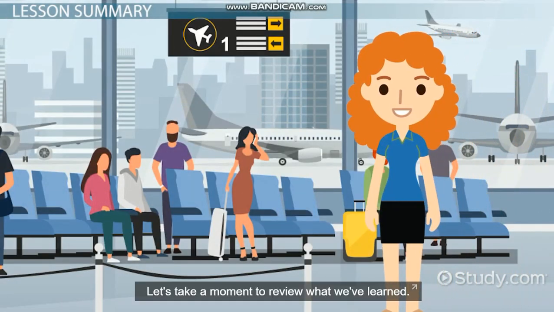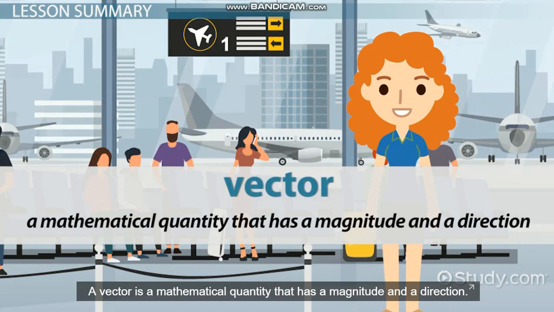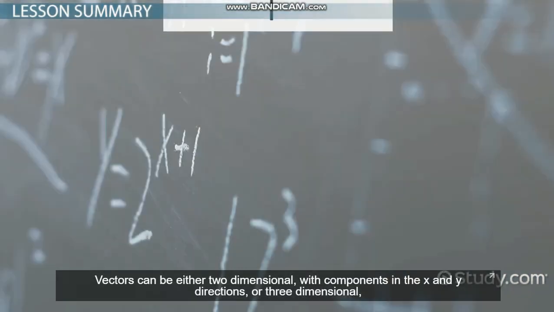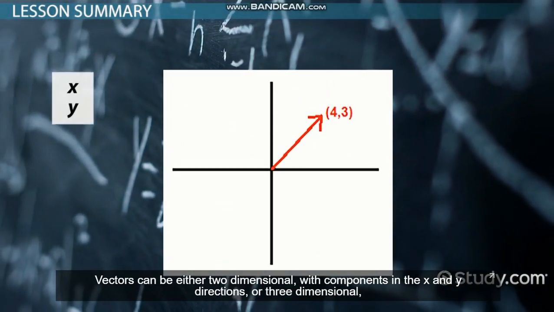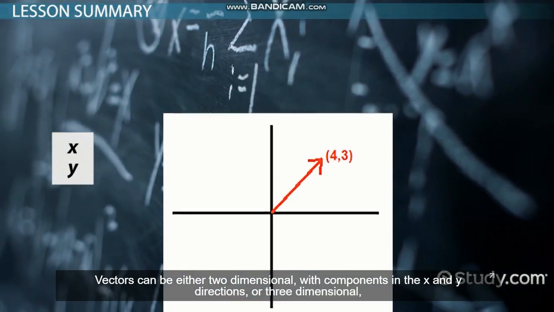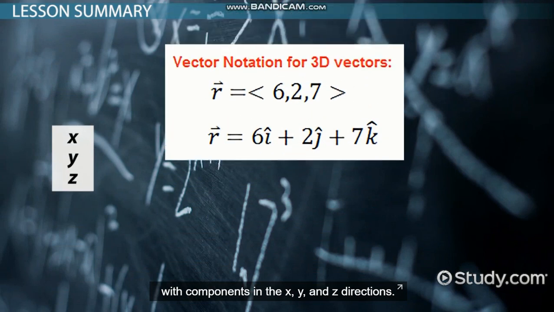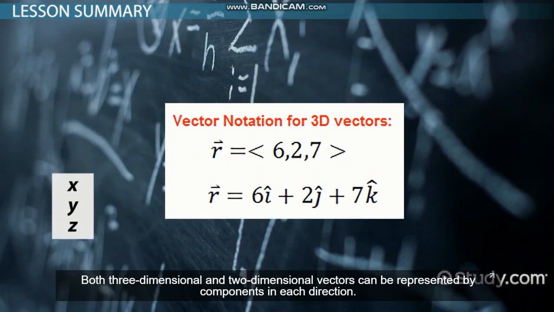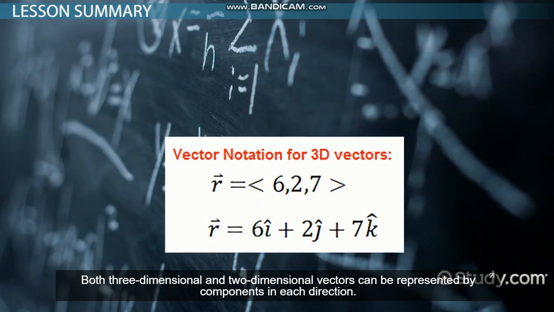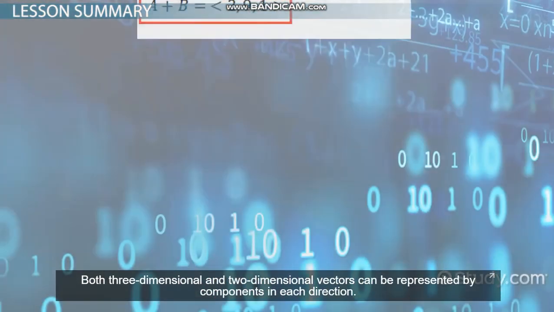Let's take a moment to review what we've learned. A vector is a mathematical quantity that has a magnitude and a direction. Vectors can be either two-dimensional with components in the x and y directions, or three-dimensional with components in the x, y, and z directions. Both three-dimensional and two-dimensional vectors can be represented by components in each direction.